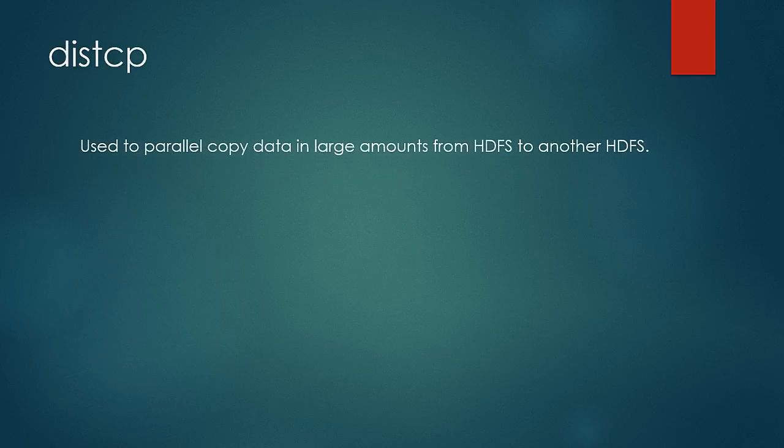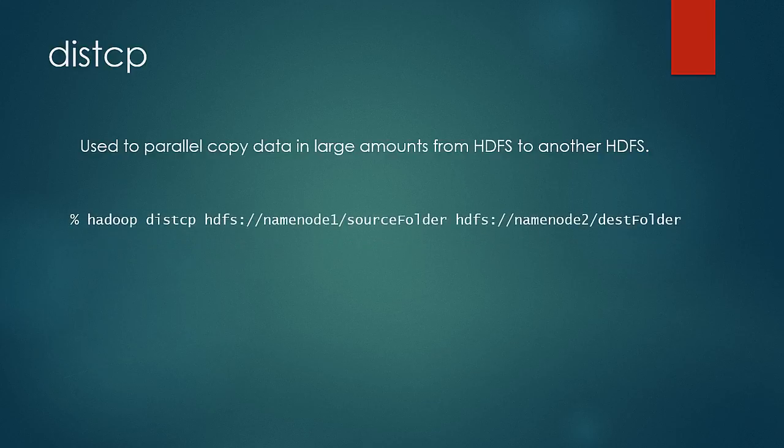Next, we look at another command, distcp. This command is used to copy files from one Hadoop file system to another. The copying process is done in a parallel fashion. The syntax of distcp is as follows: hadoop distcp, following it would be the source folder, and after that there would be the destination folder.